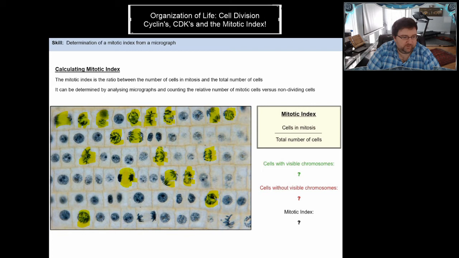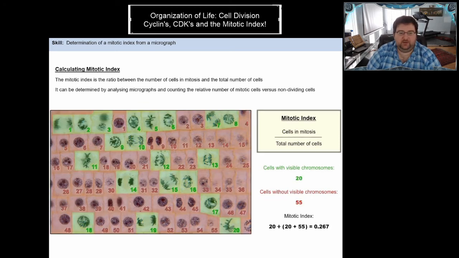This also looks very early prophase. Anaphase, anaphase. And I guess that's it. Okay, so once you've identified the cells that are dividing, now you're going to count the cells with the chromosomes. So I've already done this in the next slide.